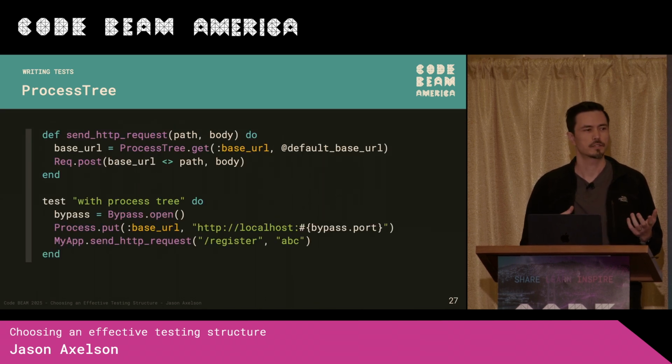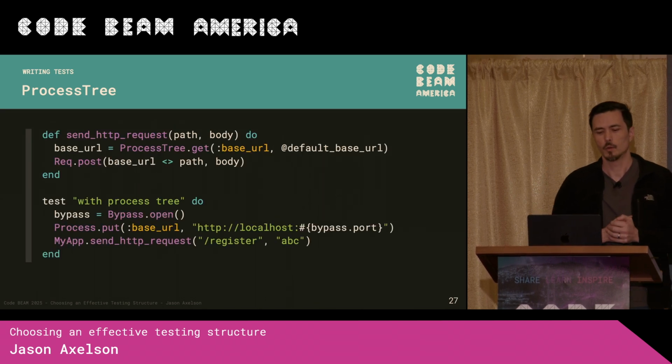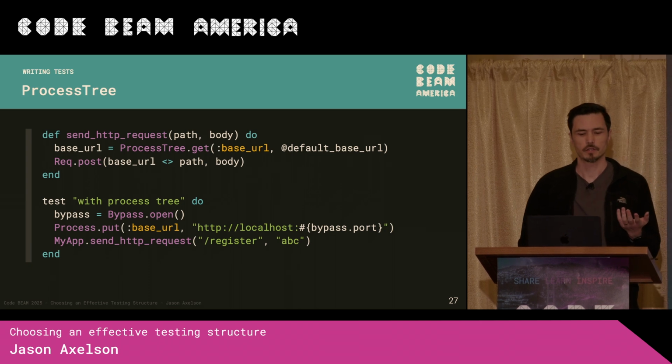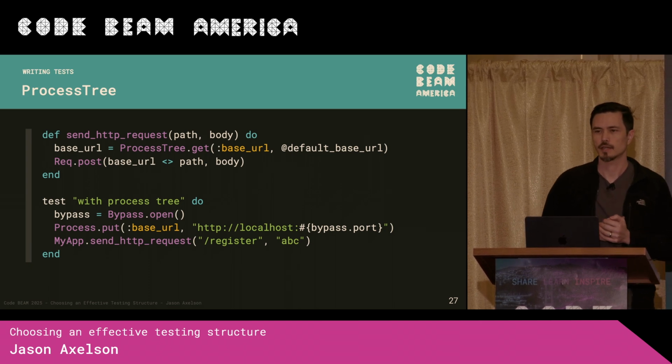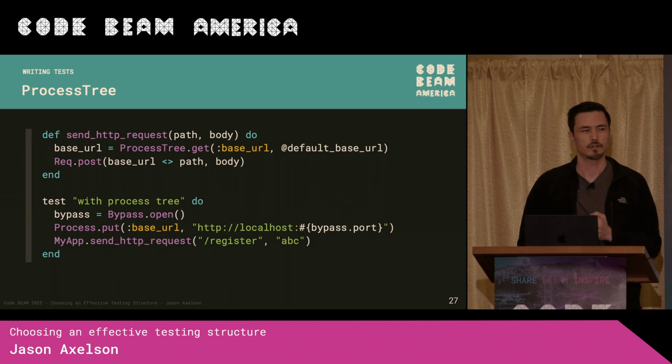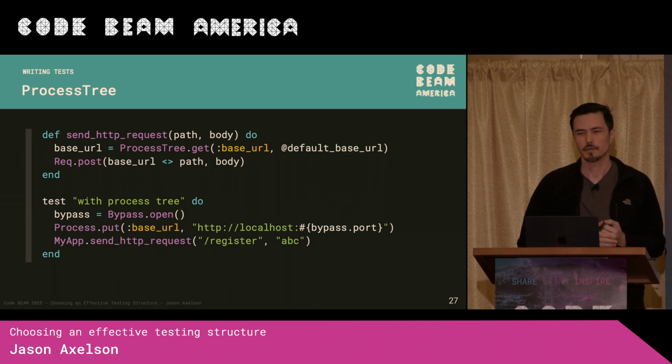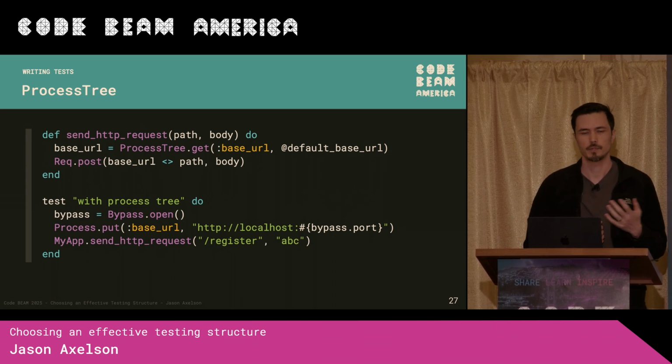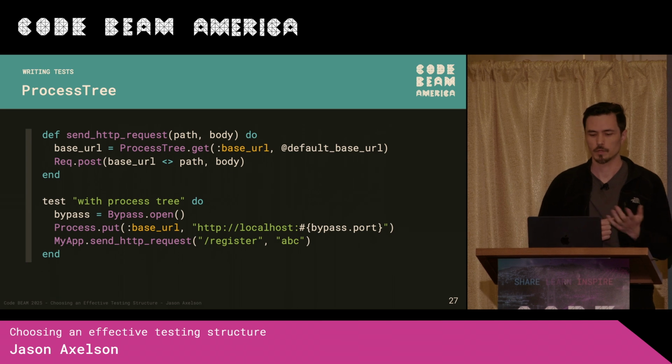So how would this function look with process tree? Well, rather than doing an application.getEnv in your code, instead you'll be doing a process tree.get, and you're still looking for the base URL. You still have some sort of default that you're providing, which I'm not showing, but it could be from application environment or it could be from wherever.